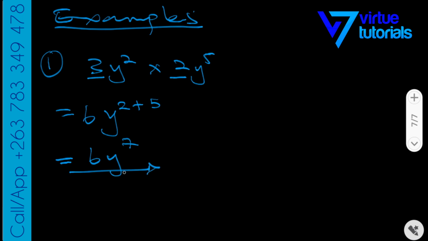One thing you need to know is that this power 2 and the power 5 belong exclusively to y. So this power 2 has no effect whatsoever on 3, and this power 5 has no effect whatsoever on that 2. In fact, 3 is the same as 3 to the power 1 and 2 is the same as 2 to the power 1. These powers are exclusively on y.